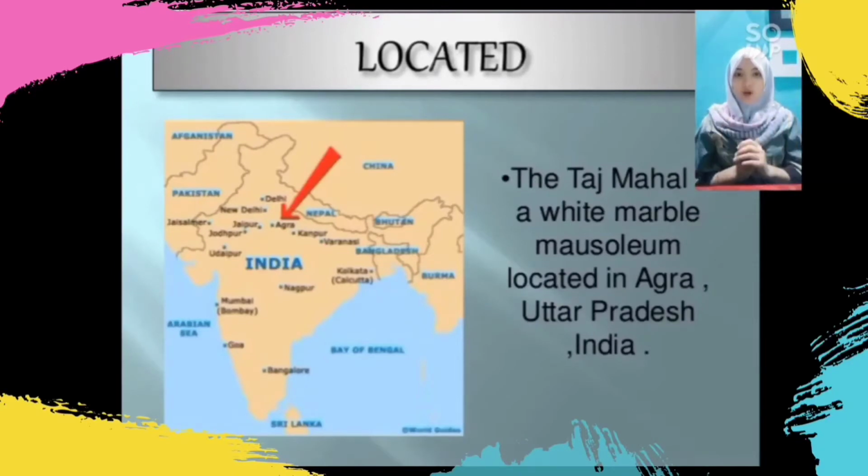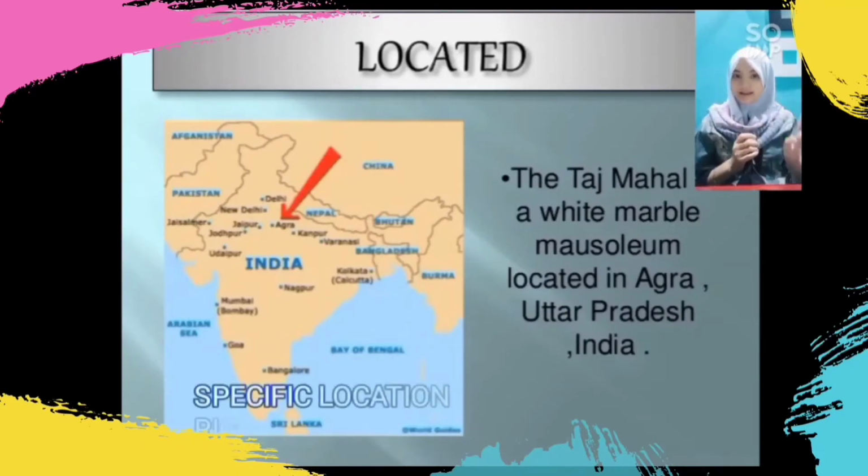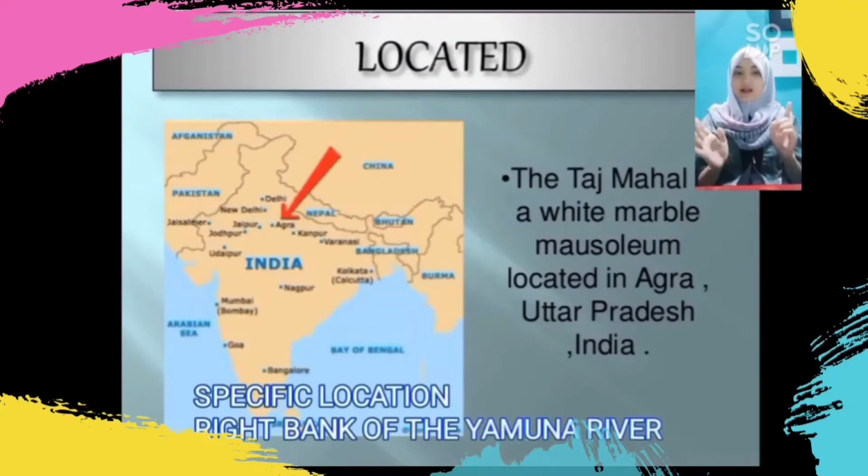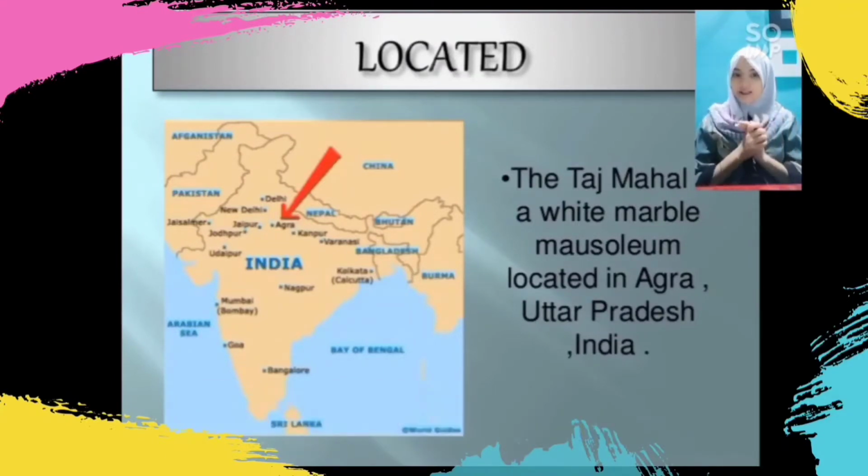Next, the Taj Mahal is located in Agra, India, and the specific location is the right bank of the Yamuna River in the Agra district in Uttar Pradesh.